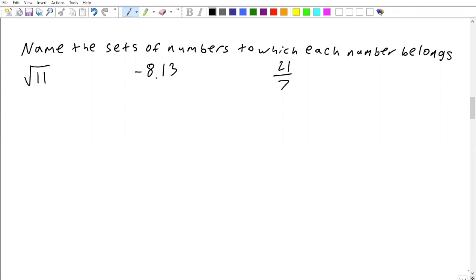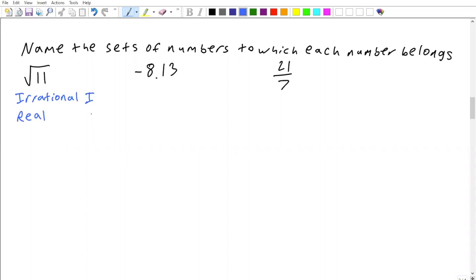All right, now let's use what we just learned. Name the sets of real numbers to which each number belongs. So, square root of 11. You can't take the square root of 11 and get a whole number out of it. So automatically, we know that this is irrational. If you just want to put the I, that's fine. I know what you're talking about. And if it's irrational, that means it's also real.